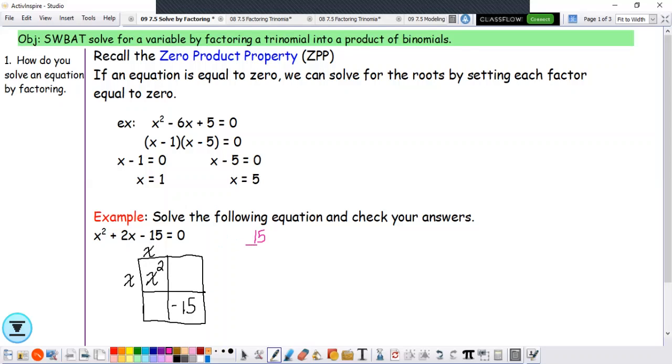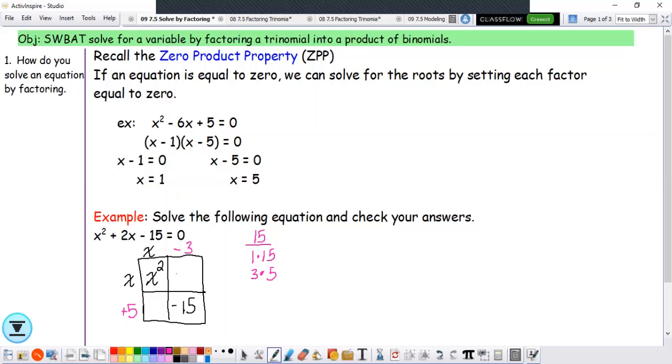Factor pairs for 15 are 1 times 15 and 3 times 5. Now I notice that my 15 is a negative, so that means one of my values has to be negative and the other one has to be positive. And my middle term is positive. So when I look at my factor pairs, I need to keep in mind I need to get a positive 2 while still getting the negative 15. So if I have 5 and I subtract 3, I will get that positive 2. So a plus 5 and a minus 3.